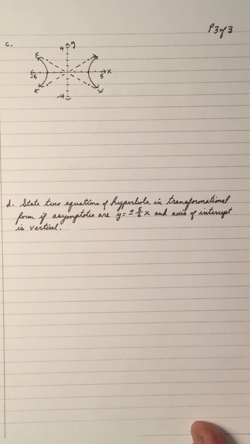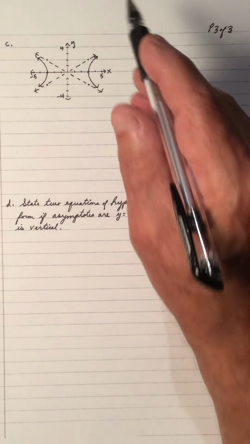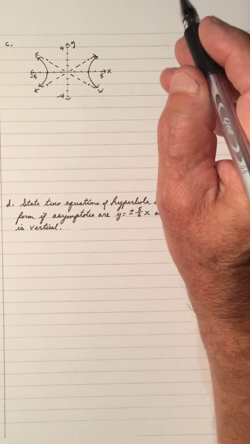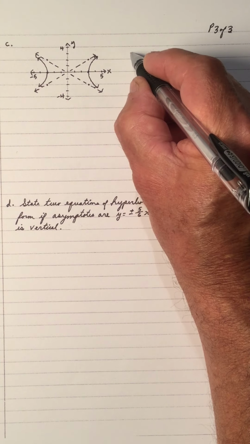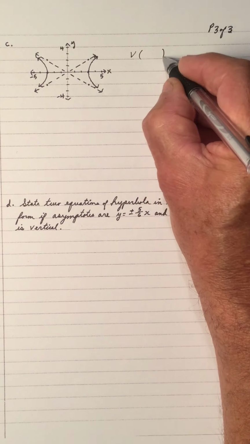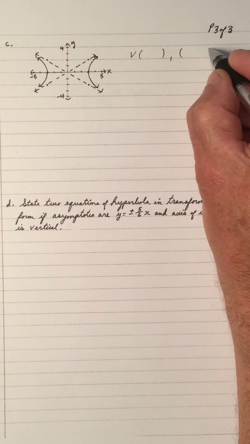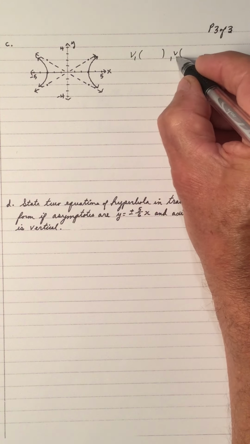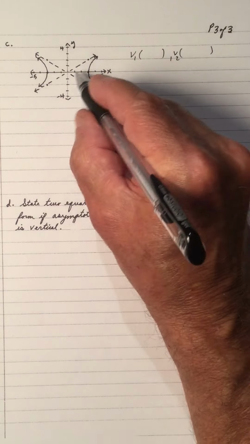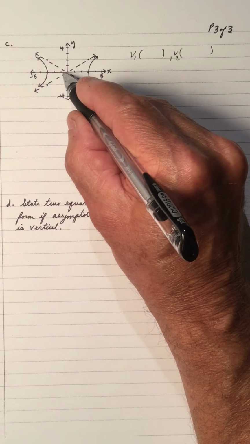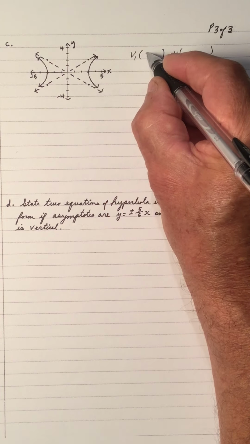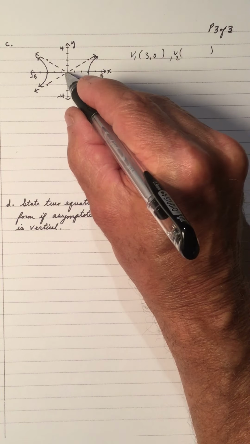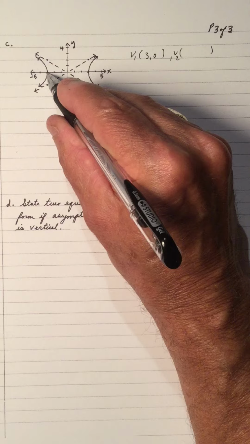This time, I've given you the graph of the hyperbola. So, when we give you the graph, I notice right away that I have the vertices. I have two vertices. We can call it vertex 1 and vertex 2. The one vertex is x is 3, y is 0. The other vertex, x is negative 3 and y is 0.